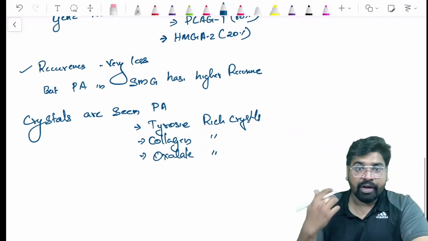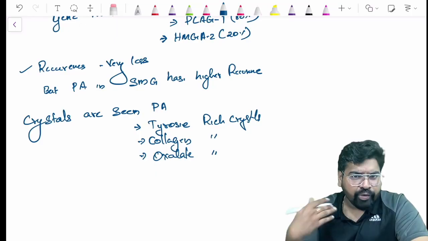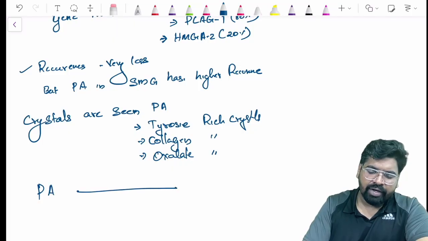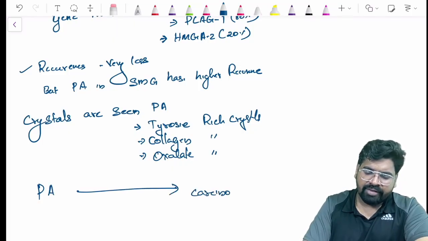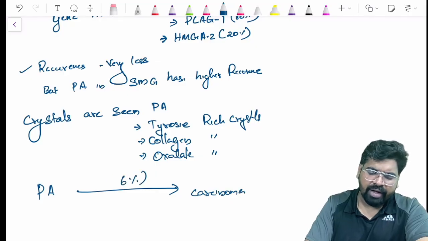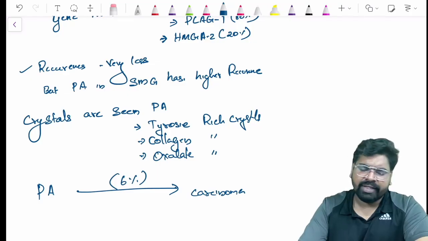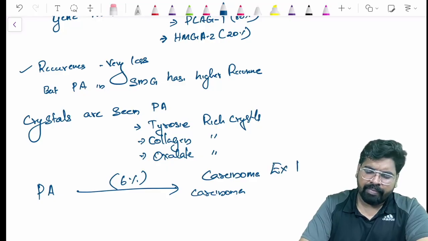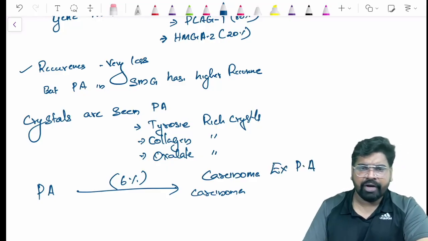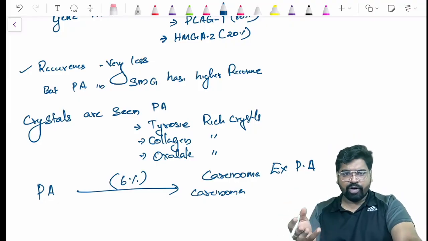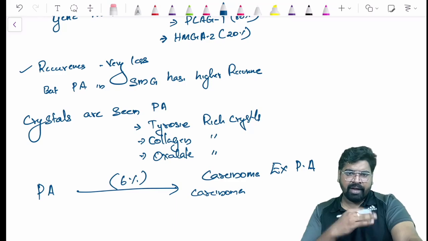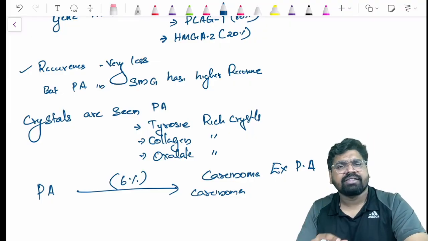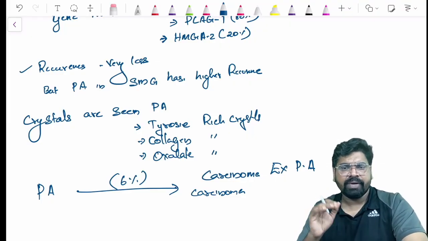And pleomorphic adenoma can sometimes transform to a carcinoma. In 6% of cases of pleomorphic adenomas, they can transform to a carcinoma, that is called carcinoma ex pleomorphic adenoma. Carcinoma ex pleomorphic adenoma means previously it was a pleomorphic adenoma, now it has converted to a carcinoma. So these are certain facts regarding your salivary gland tumor, pleomorphic adenoma.